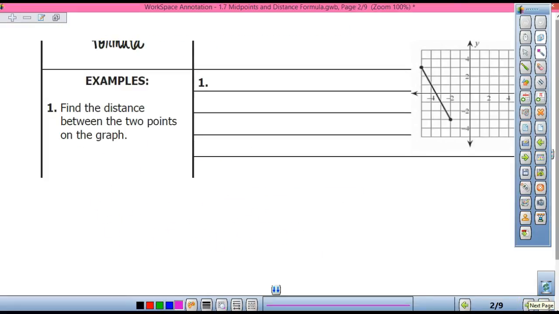So, 2 points. What's my top point? Yep, negative 5, 3. And my bottom point is negative 2, negative 3. Okay? Now, some people think it's super helpful to label your points. Okay, so some people, x1, y1, x2, y2. Not a requirement, but sometimes very helpful.